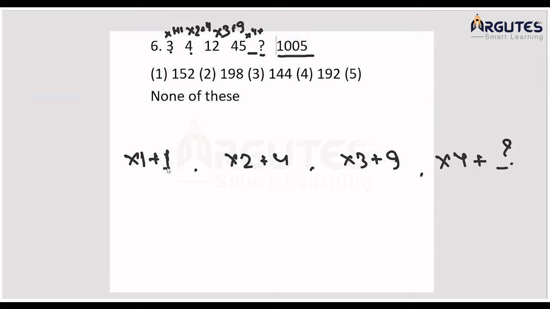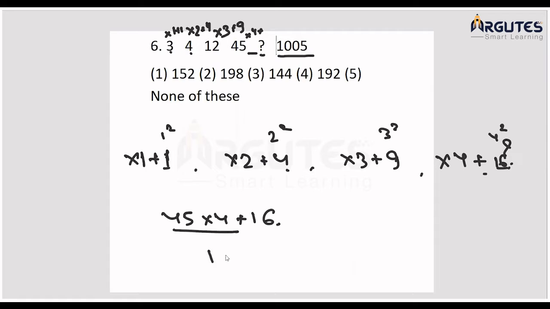Now here we see that it's 1. 1 means 1 square, 4 means 2 square, 9 means 3 square. So what will be 4 square? That will be 16. So 45 into 4 plus 16. How do you calculate 45 into 4? 45 into 2 is 90, into 2 is 180, plus 16. So it becomes 196. 196 is again not there in the options. So our answer will be 5, none of these.